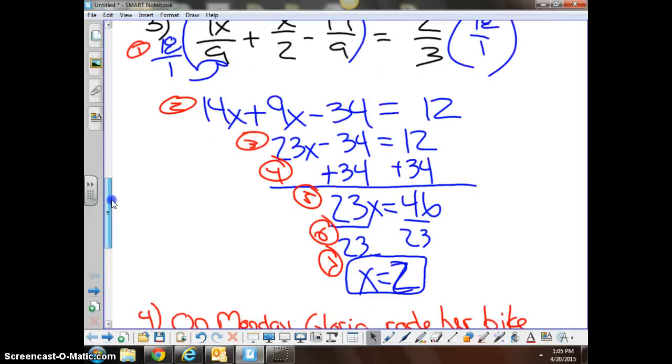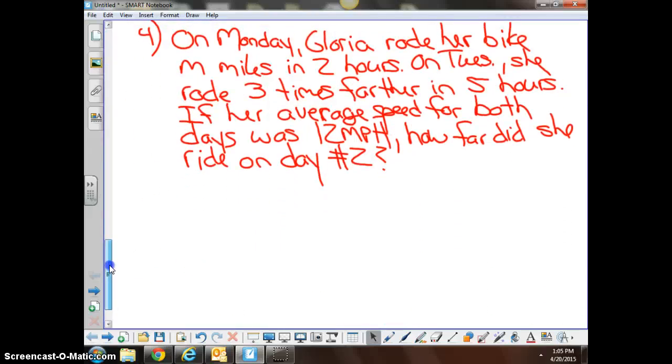11-2, solving multi-step equations. This is our third problem on this lesson. We're talking about a girl named Gloria who rides a bike M miles on a Monday. It takes her 2 hours to ride M miles on Monday. On Tuesday, she rides 3 times as far, but it takes her 5 hours. We know that between the 2 days, she averaged 12 miles per hour. We want to know how far she rode on day 2.